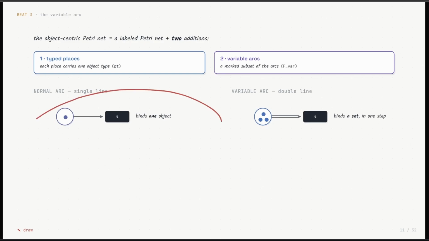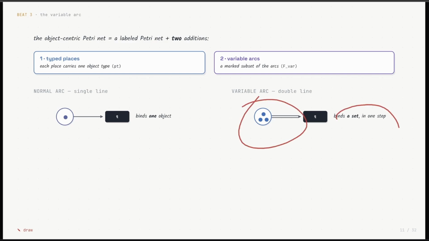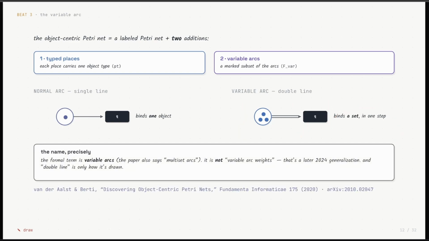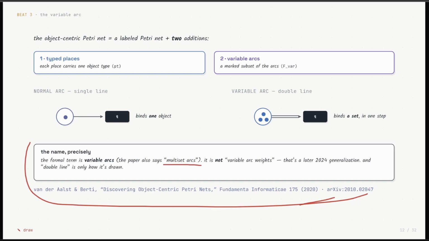So this is the normal one. It's a single line and it binds one object. Here with a variable arc, we have double lines. This means it's binding a set. Now let's go next and look at the definition. The formal term is variable arcs. The paper from 2020, discovering object-centric Petri nets, also says multi-set arcs. So the idea here is that you're going to be able to transport many of these tokens through the firing of this transition. So it's not really transport.